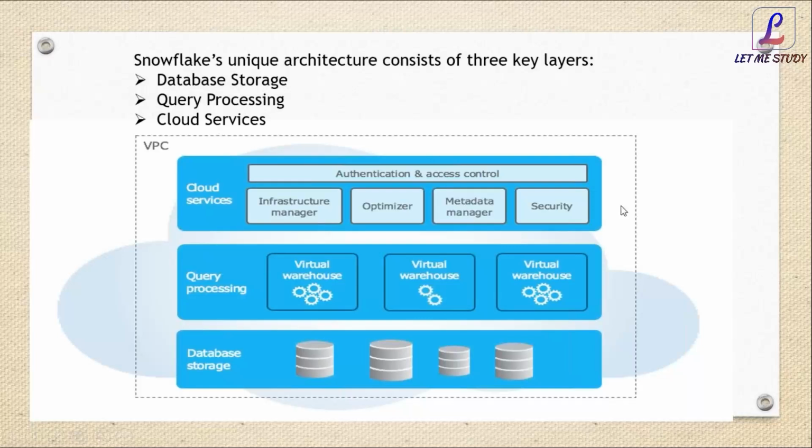So when we talk about the Snowflake architecture, there are three layers. One is the database storage that we talked about, which is mostly used for the data storage part. The second one is query processing, which is used for execution of your queries. A virtual warehouse is nothing but a cluster of servers or compute machines used to execute your queries. And the third layer is called the cloud service layer, which is responsible for user authentication and access control. This layer is called the brain of your Snowflake.